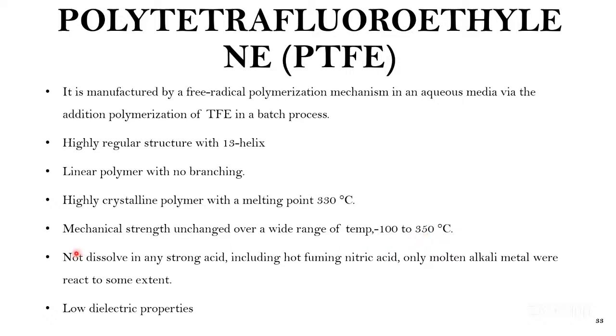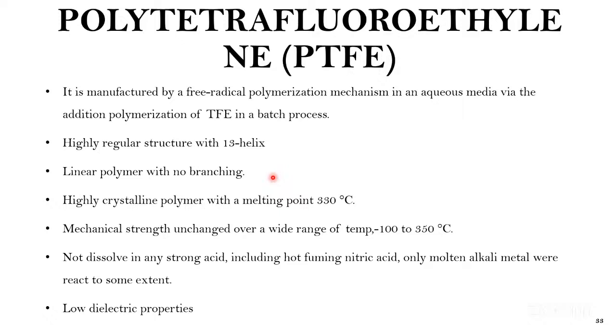Ma'am, one question. When we are saying the melting point is 330 degrees Celsius, and at the same time we are saying that the mechanical strength is unchanged at a temperature of 350 degrees Celsius, how is that happening?